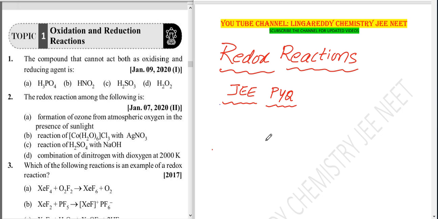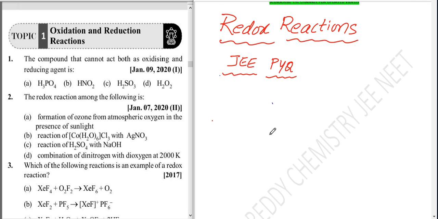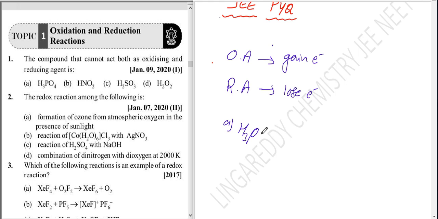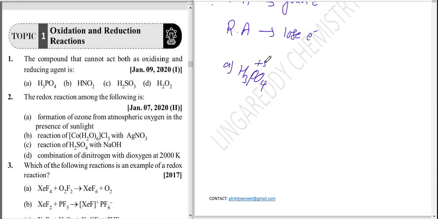See, oxidizing and reducing agent. For an oxidizing agent, the basic thing is it should gain electrons. For a reducing agent, it should lose electrons. Right? See, H3PO4 is there. The first option is H3PO4. In H3PO4, the oxidation number is +5.